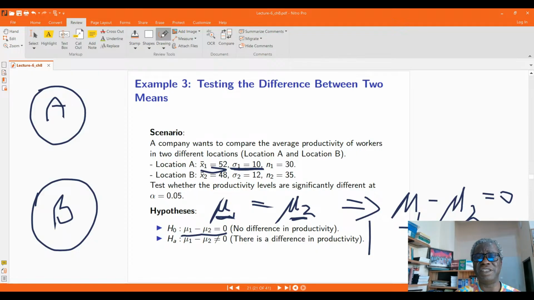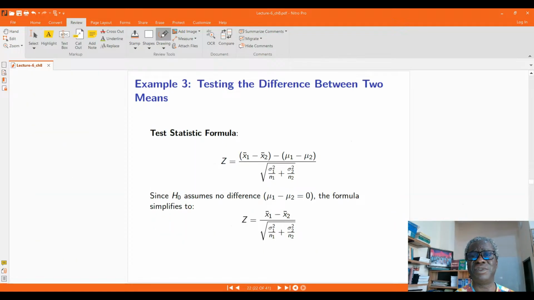that is the first step. You have properly formulated the hypothesis. So the null hypothesis is no difference in productivity. The alternative is saying there is a difference in productivity. So we have to now compute the test statistic.